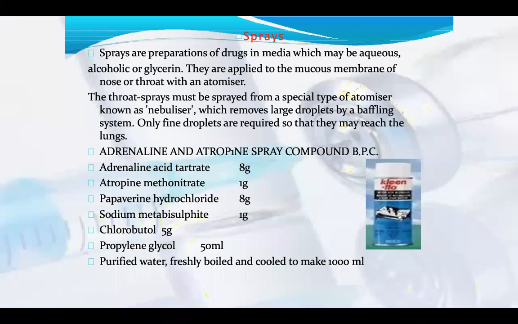Mostly you have deodorant that you spray over the body when you are coming for class or from a gathering; you apply certain deodorants or perfume. But these sprays are medicaments applied in the buccal cavity. Throat sprays must be sprayed with a special type of atomizer or nebulizer. They remove large droplets by a baffling system. Only fine droplets are required so that they may reach the lungs. That's how you need to spray inside the mouth. Adrenaline and atropine spray formulations are examples.